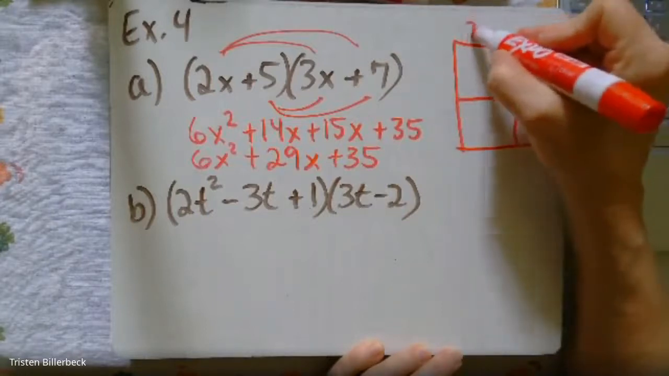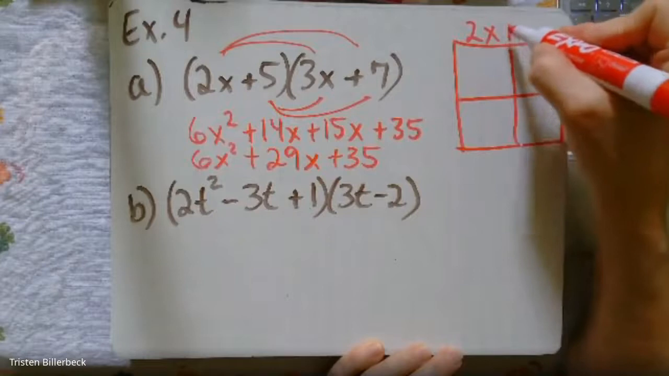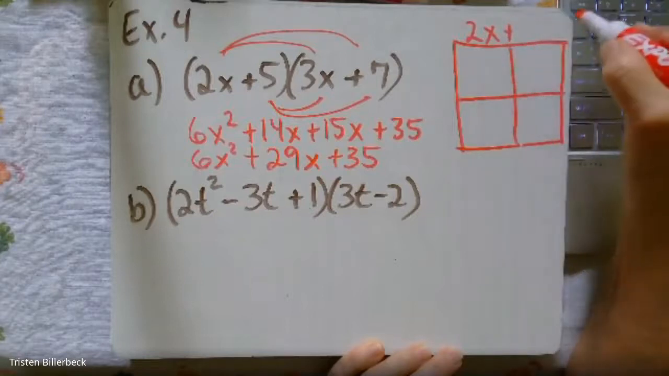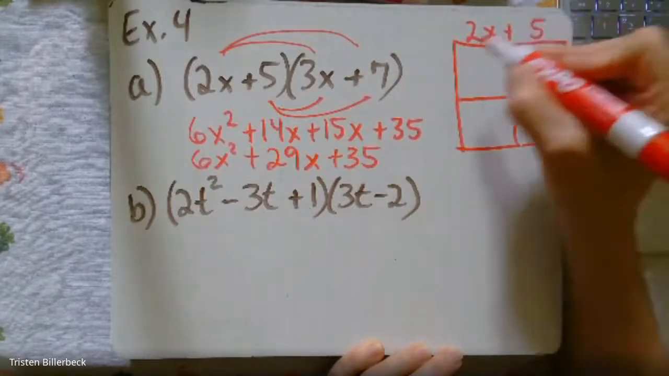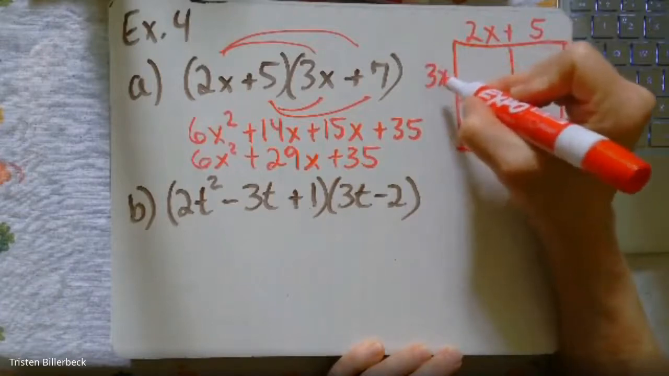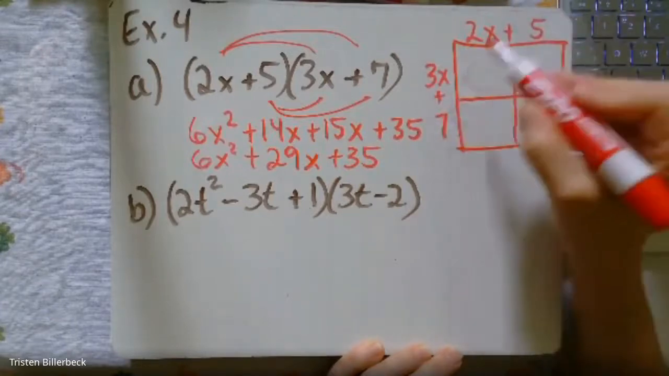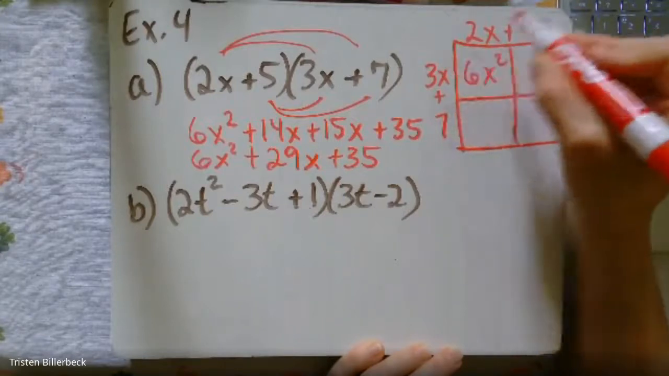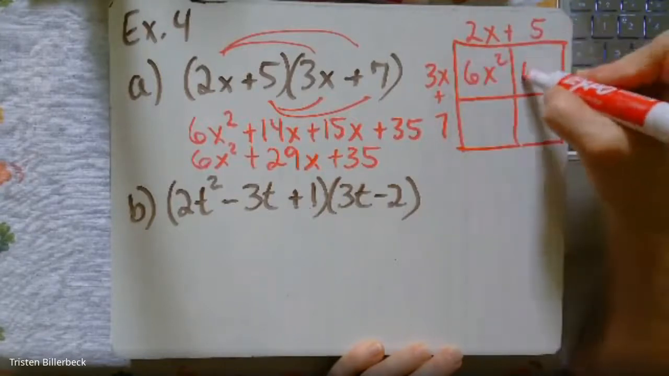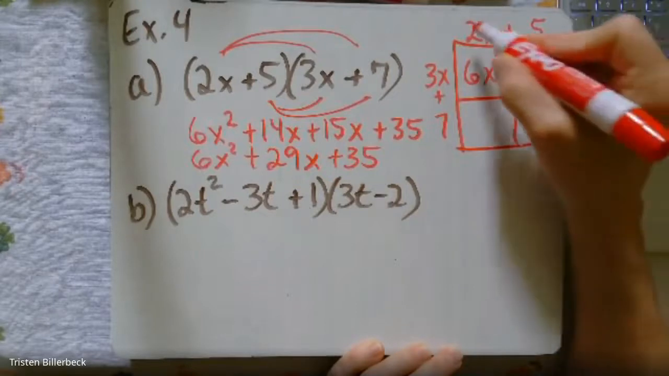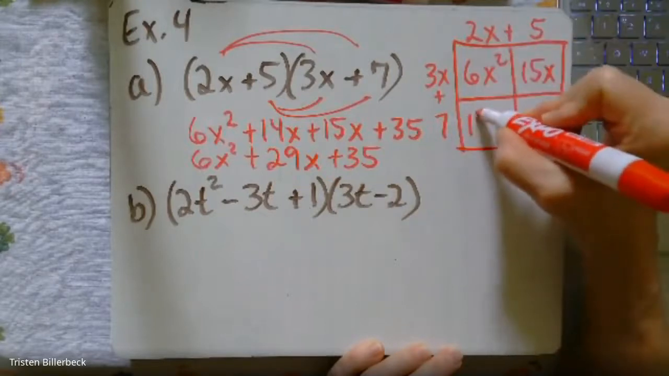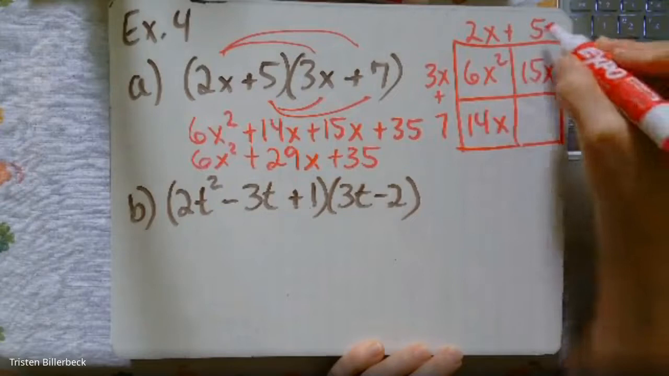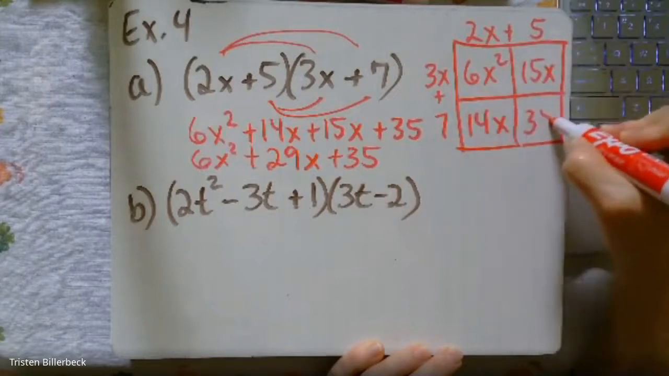So we have 2x plus 5 and 3x plus 7. So 2 times 3 is 6x squared. 3x times 5 is 15x. 2x times 7 is 14x. And 5 times 7 is 35.